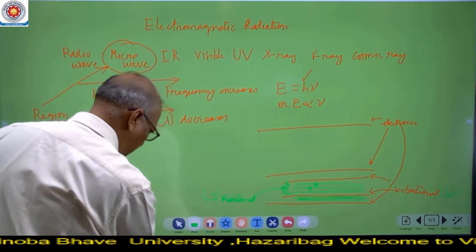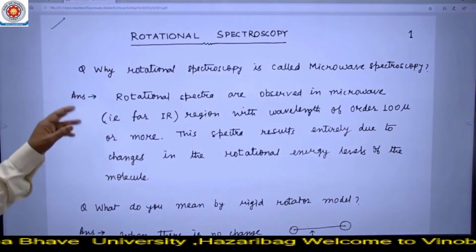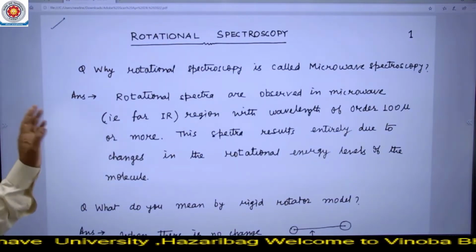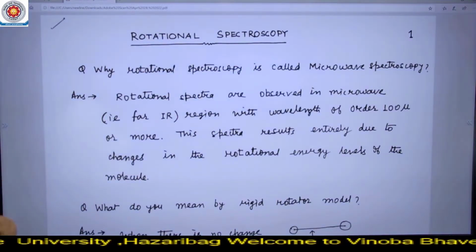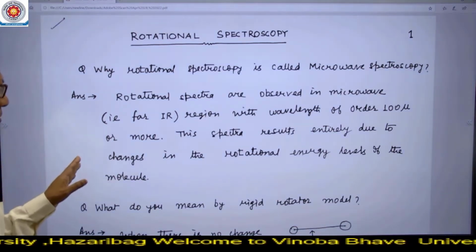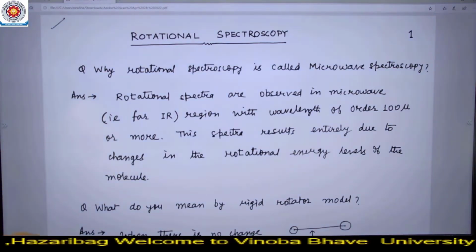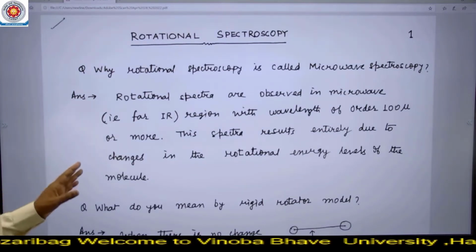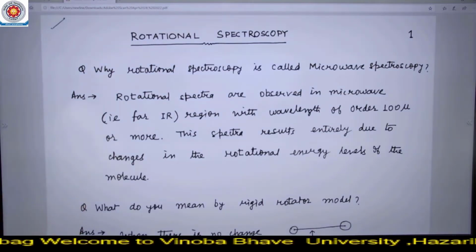Now, our first question was why rotational spectroscopy is called microwave spectroscopy. This is because here we use the radiation from the microwave region, and hence it is called microwave spectroscopy.